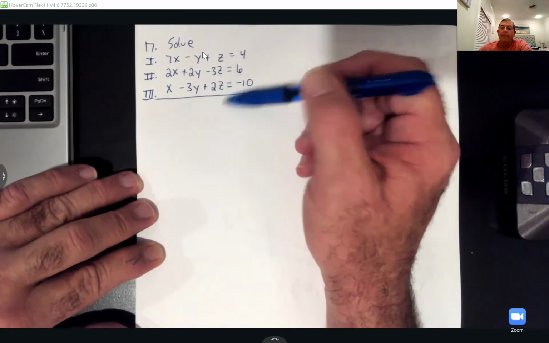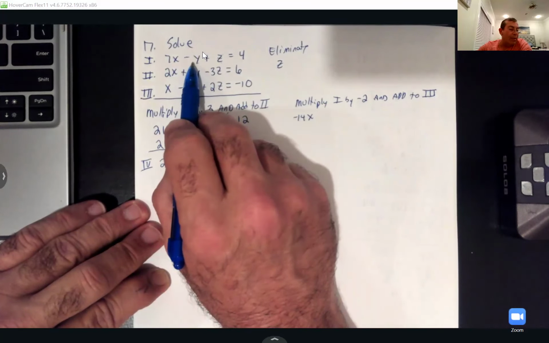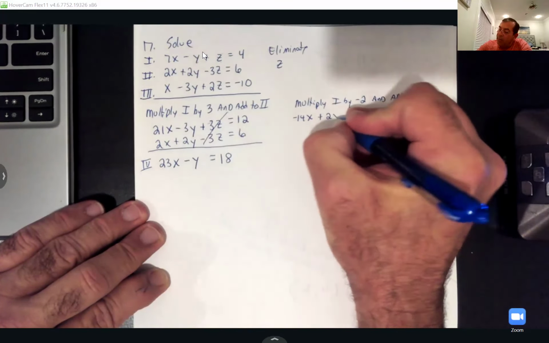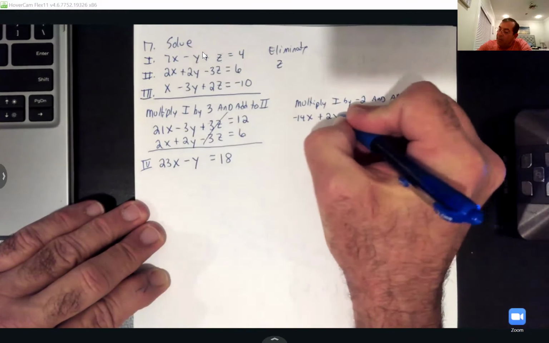So let's multiply row 1 by negative 2. I'm going to get a negative 14x. Negative 2 times negative 1 makes that a positive 2y. Negative 2 times z makes that a negative 2z. And then negative 2 times 4 is a negative 8. Now, I didn't have to change row 3, so that was just x minus 3y plus 2z equals negative 10. Y'all, when I add them together, that'll be my row 5.